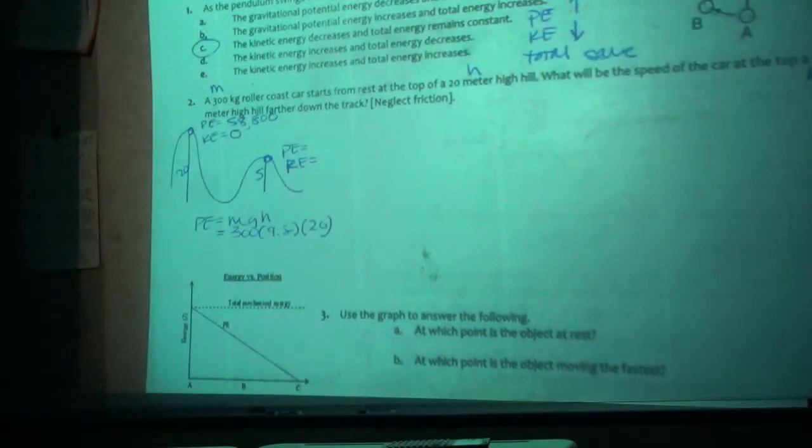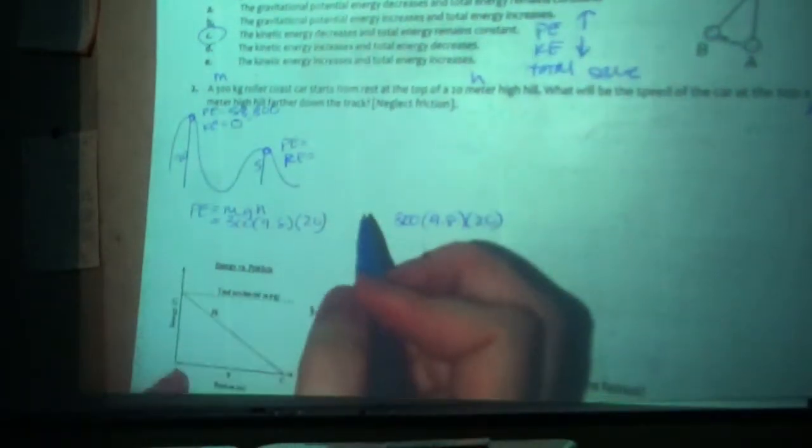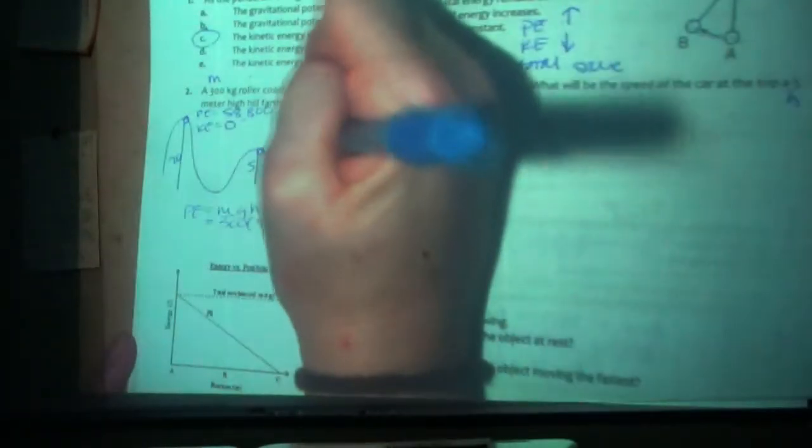potential energy of 58,800. And then it says it starts from rest, so if your velocity is 0, your kinetic energy is 0, and that was only at the top that it started from rest. Now I'm looking at the 5 meter high hill, so plug into mgh. That is going to give me a potential energy of 14,700.